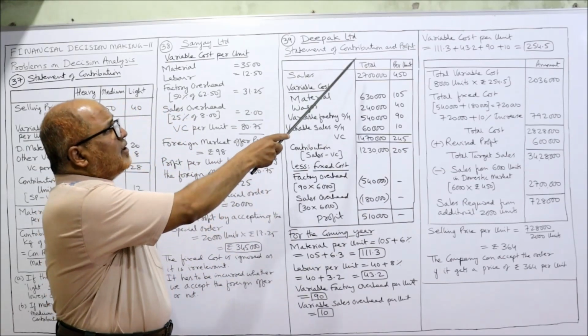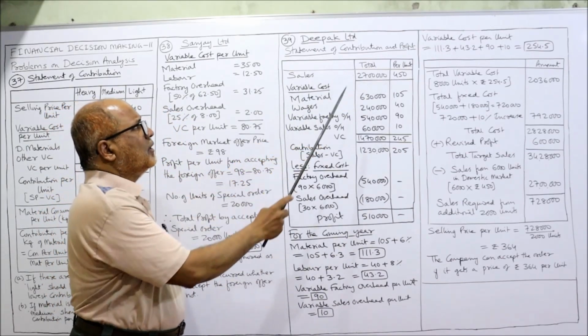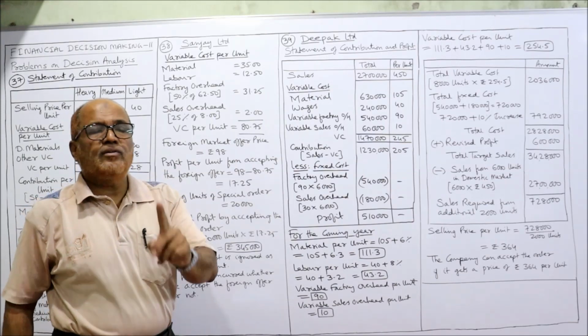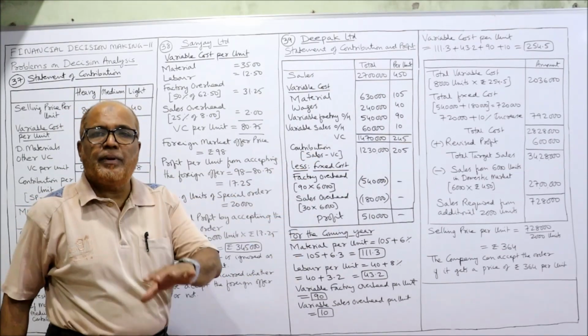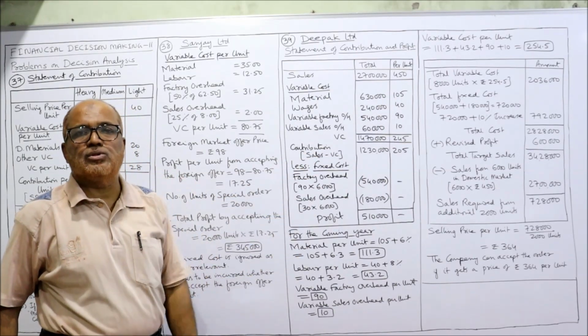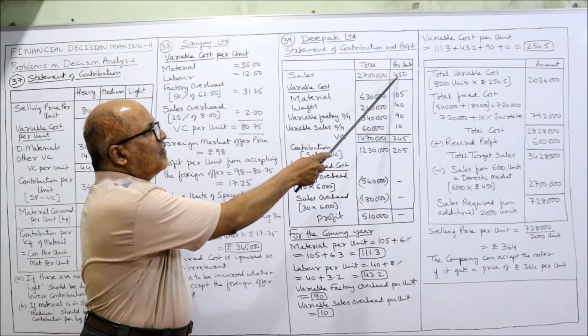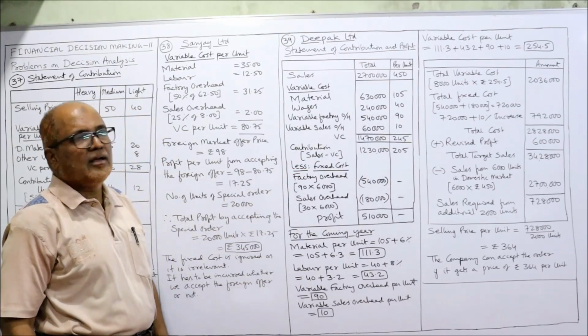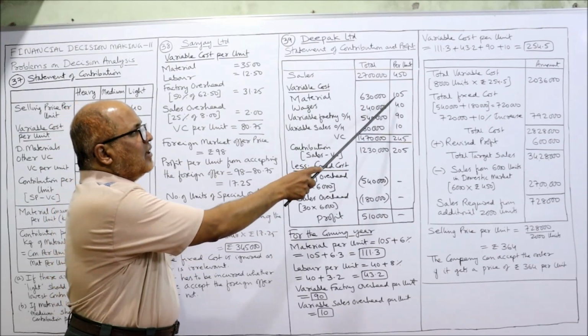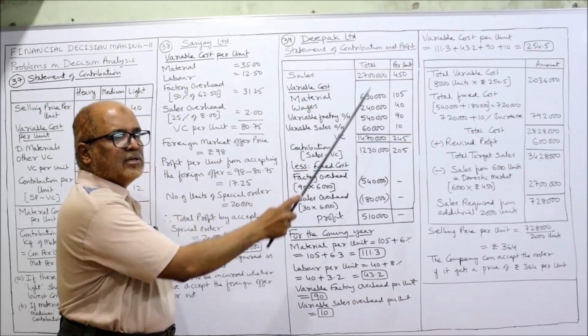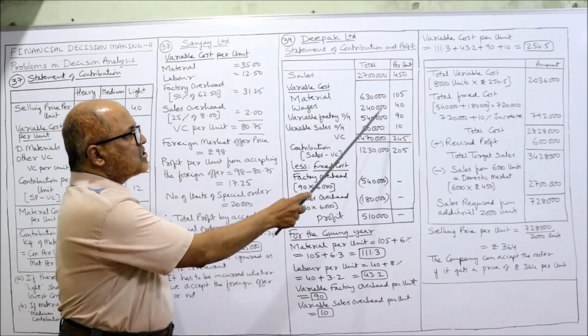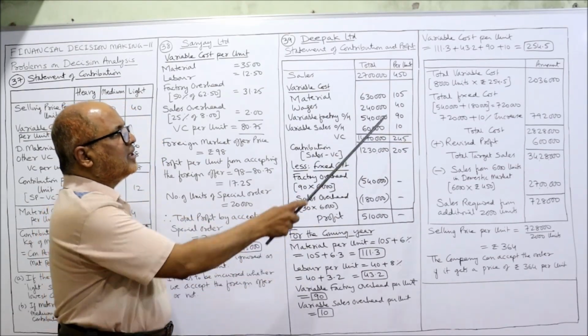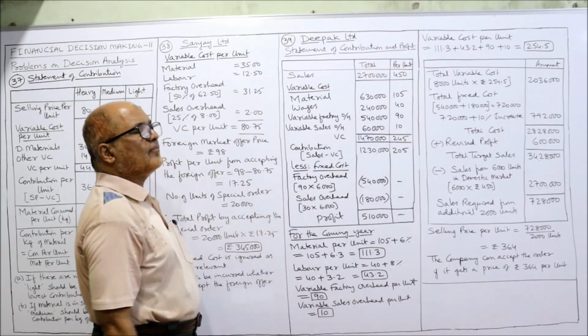See here, statement of contribution and profit, total per unit. Sales, per unit we are selling at 450 rupees and presently in home market 6,000. So 6,000 into 450, 27 lakh. Similarly, variable cost, material 105 into 6,000, 6 lakh 30,000. Wages 40 rupees per unit given in the problem, 40 into 6,000, 2 lakh 40,000.